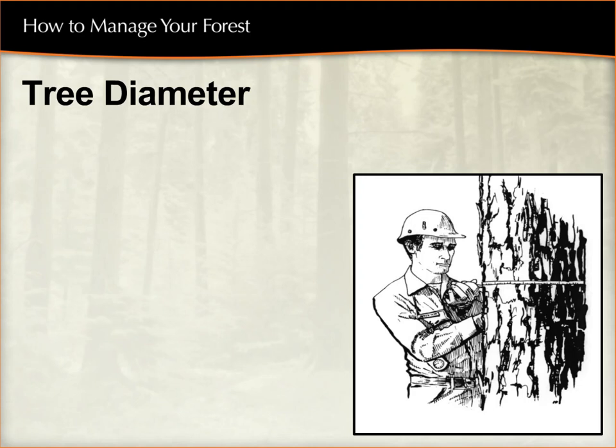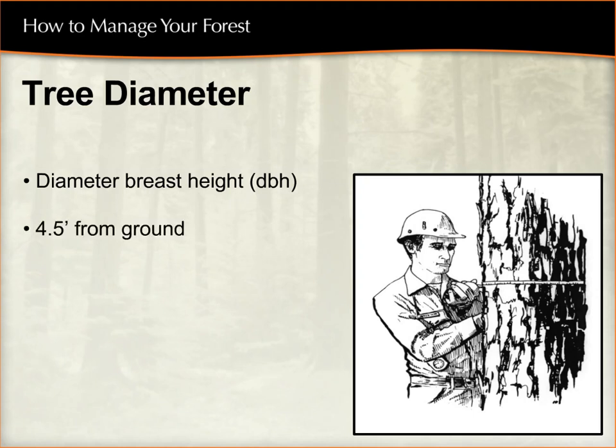Let's go into some detail on how to actually take some of the common tree measurements we use in a forest inventory. One of the most basic and important measurements we can take of a tree is its diameter. When we take a tree's diameter, we normally refer to the diameter at breast height, or DBH. This is the diameter of the trunk of the tree at 4.5 feet off the ground.